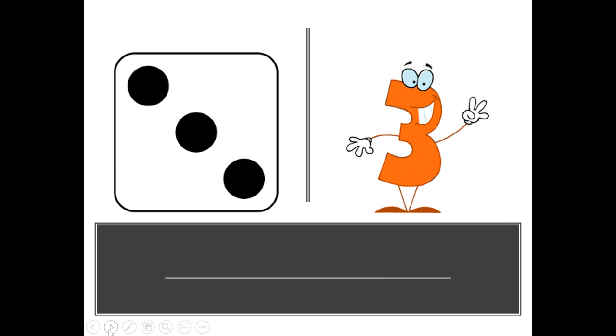Next group of pictures. What do you notice or see? I notice or I see. Well, in the first picture, I notice a dice head with three dots. In the second picture, I notice the number three and it is holding up three fingers. So, how are these pictures the same or similar? They both.